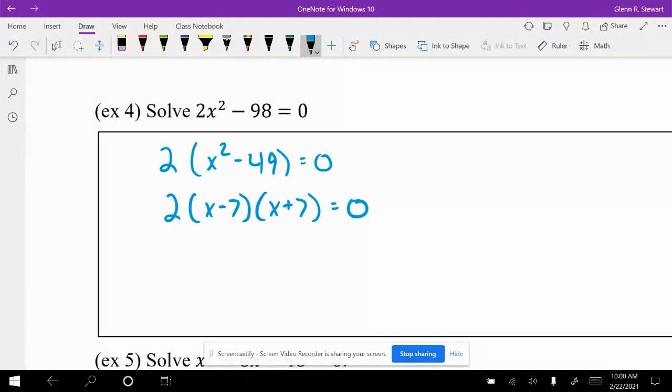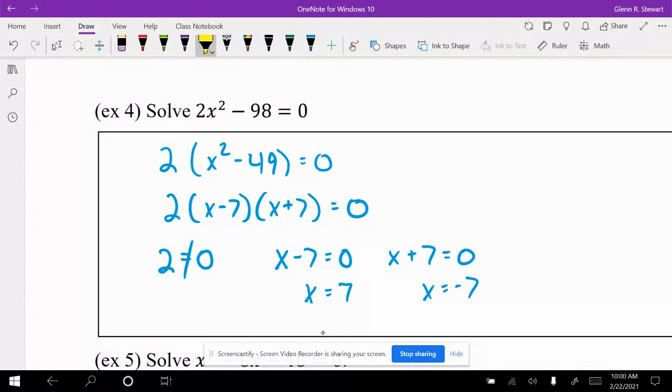Now, even though we have 3 separate things, 2 itself, if I set that equal to 0, it's not possible. So anytime you factor out just the number itself and set it equal to 0, you're not going to get a solution. However, x minus 7 and x plus 7 you will. And once again, remember, if you just pull out a number, you're not going to be able to set it to 0 to get a solution, only things with variables.